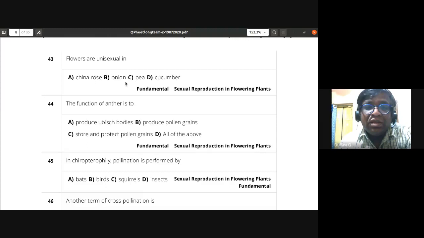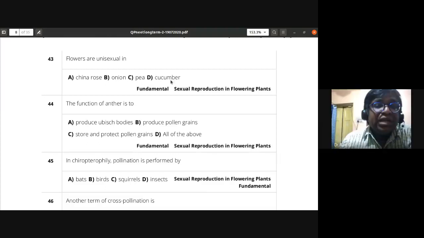Flowers are unisexual in cucumber. See, China rose, onion, pea, they have bisexual flowers. Both androecium and gynoecium are present in the same flower. In cucumber, male and female flowers are separate. So they have unisexual flowers. So 43rd, cucumber is the answer, D.